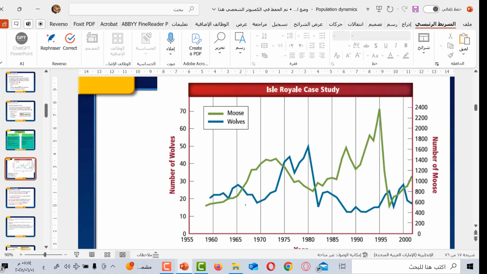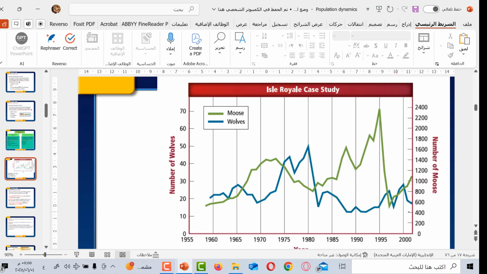Let us see. Here, this is the line of moles. When the moles are coming high, okay, after this year, the wolf is coming high also. And when the wolf is coming high, the moles are coming less. And when the moles are coming less, the wolf is coming less also. Okay, after that, the moles come high, so the wolf is coming high also.